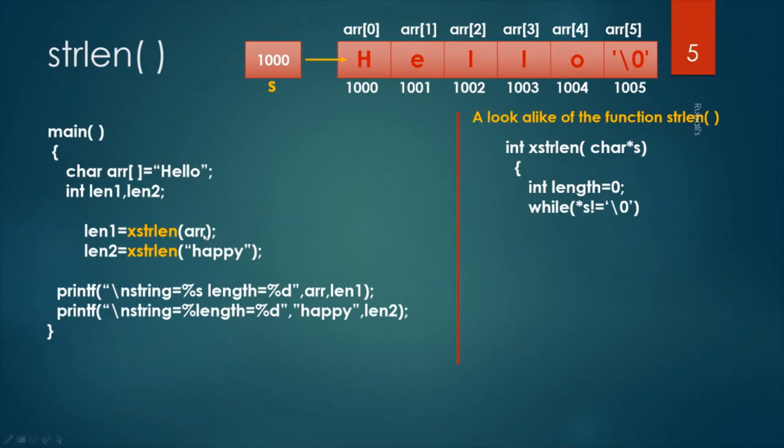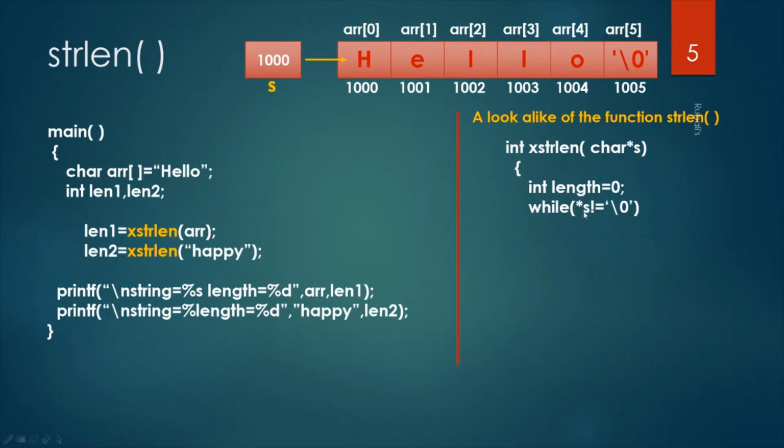I repeat, arr means 1000. Arr means the name of the array, the base address of the array. I am passing 1000 here. So the value of s is 1000. Now I want to traverse the total string. Till we get the '\0', I have to traverse the total string, and there is one length counter which will increase each time, and finally I return the value of length.